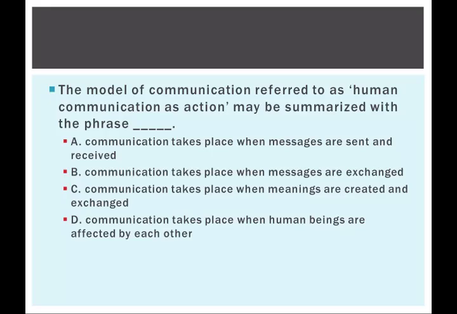The correct answer is A. So communication takes place when messages are sent and received. This is critical of the human communication as action model. Remember, as I mentioned a moment ago with the first scenario, that the message was sent, and we know that it was received by the receiver, but we don't know much past that. So we just know that this particular model is just about sending and receiving messages. We don't know more than that. If we had heard something about feedback, for instance, then we would know that that would go into the second model, communication as interaction.